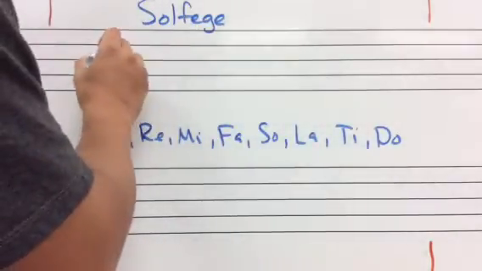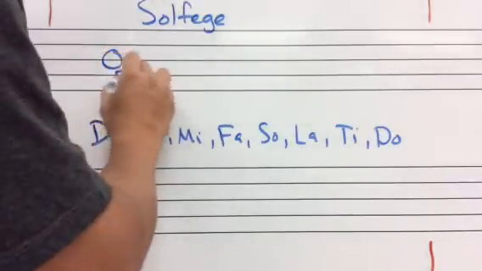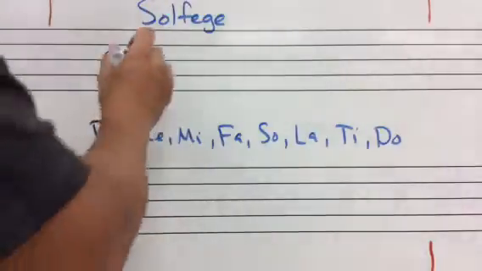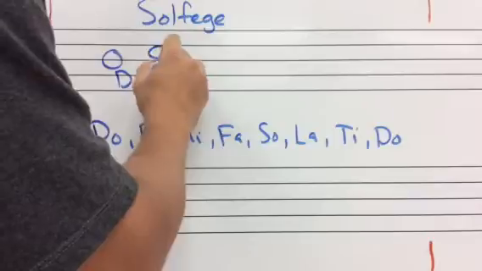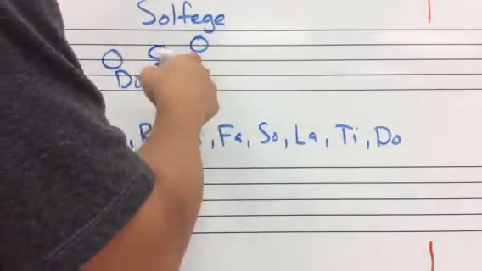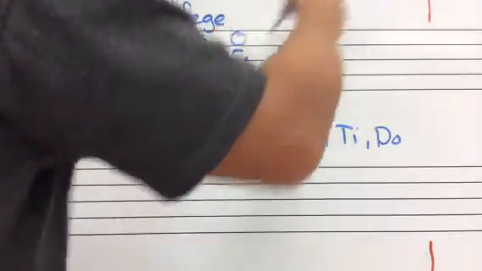So if do is right here, for instance, and I wanted to find re, it's always the upstairs neighbor, the next upstairs, the next floor up. So line to the next space is re. And then, of course, this would be mi, etc. Fa, sol, la, ti, do.